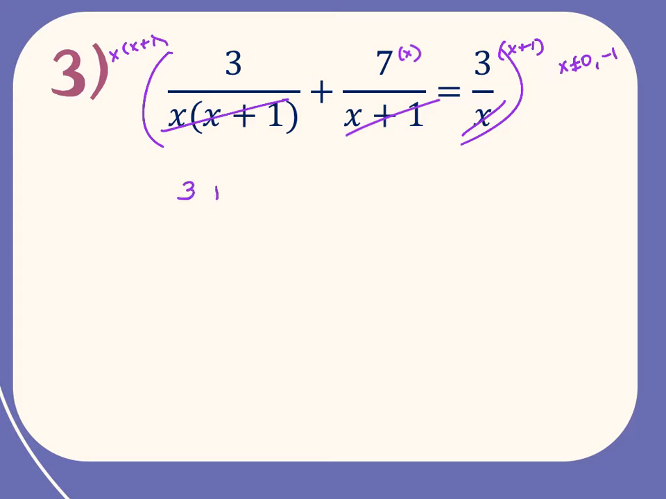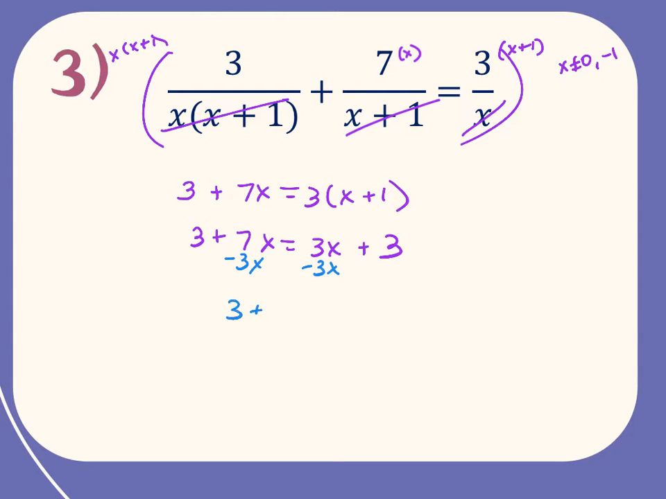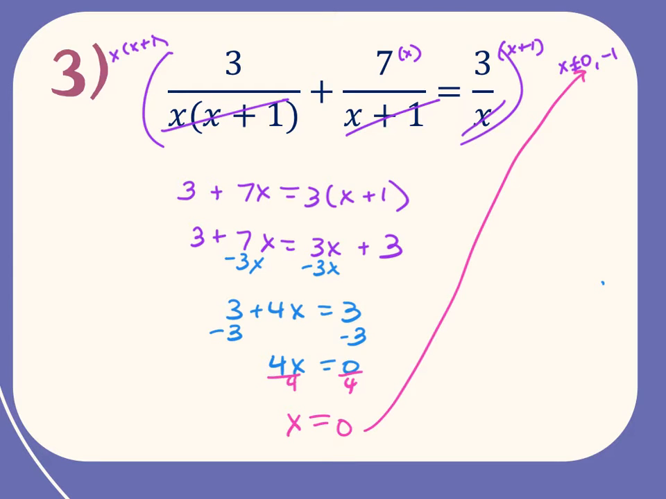So I get 3 plus 7x equals 3 times x plus 1. 3 plus 7x would equal 3x plus 3. Subtract the 3x. 3 plus 4x equals 3. Subtract the 3. 4x equals 0. Divide by 4. 0 divided by anything is 0, but I said it can't equal 0. So here's another no solution or does not exist.